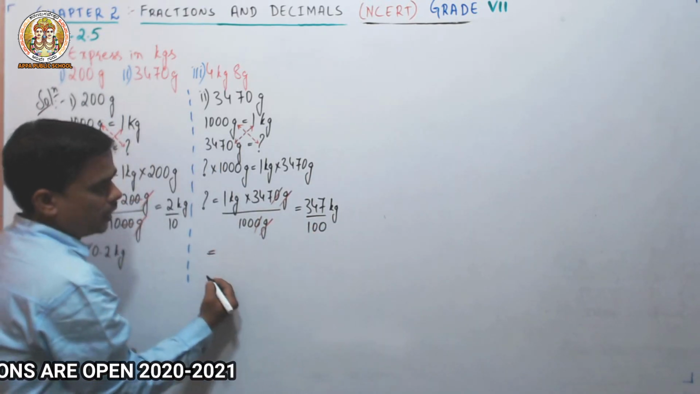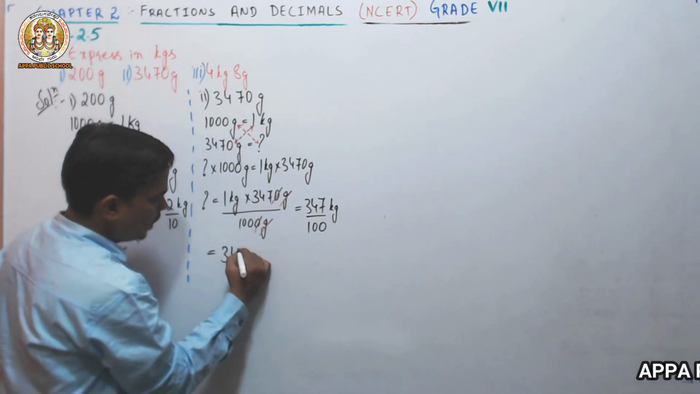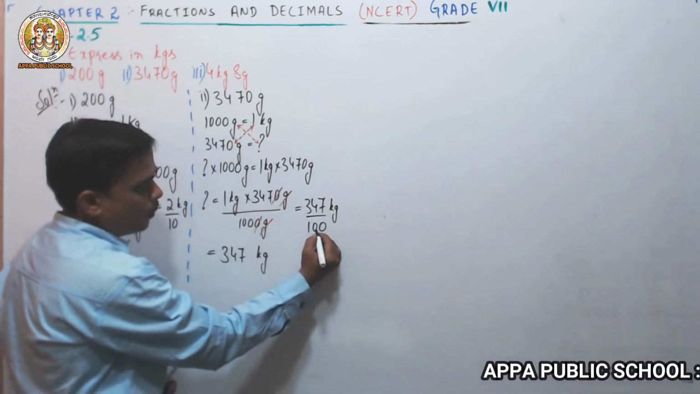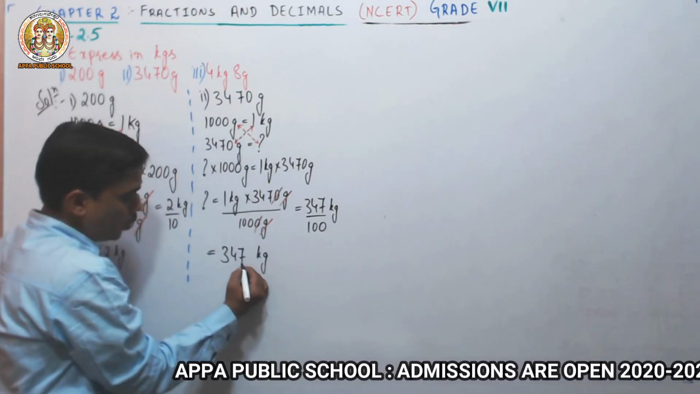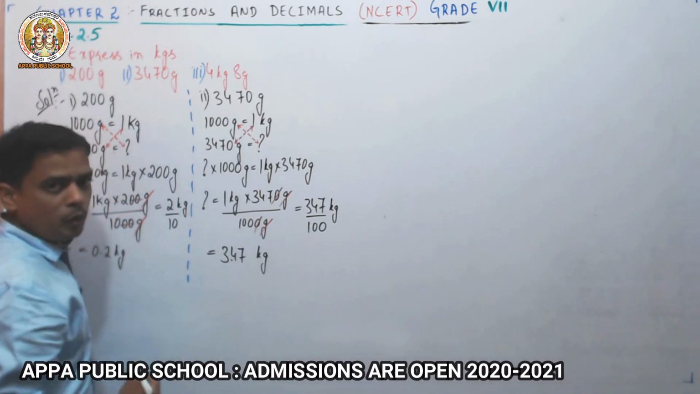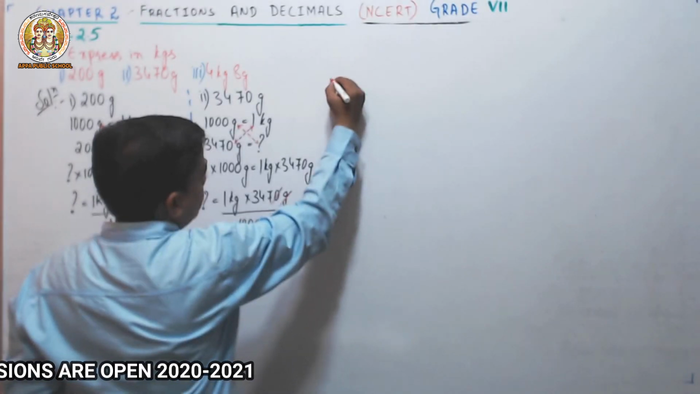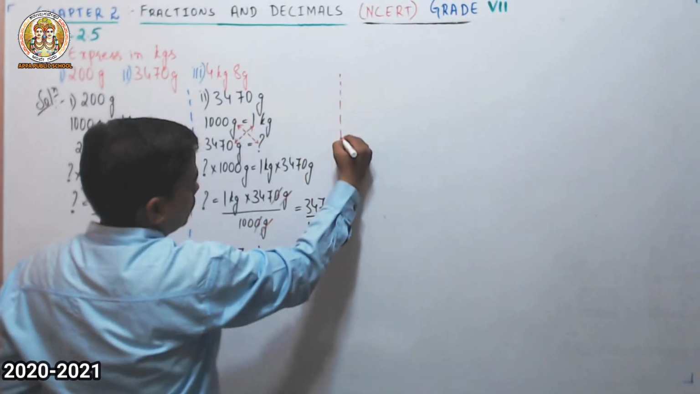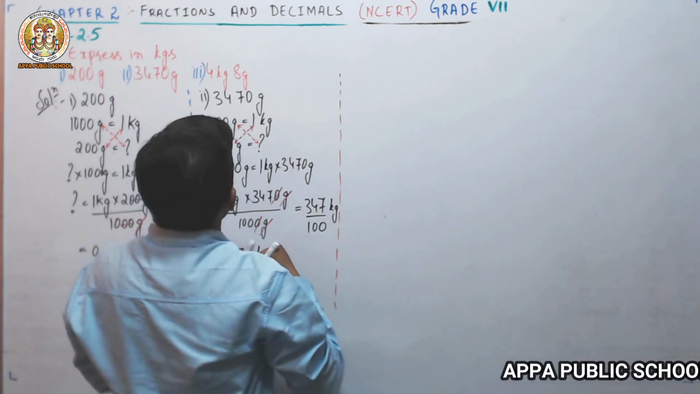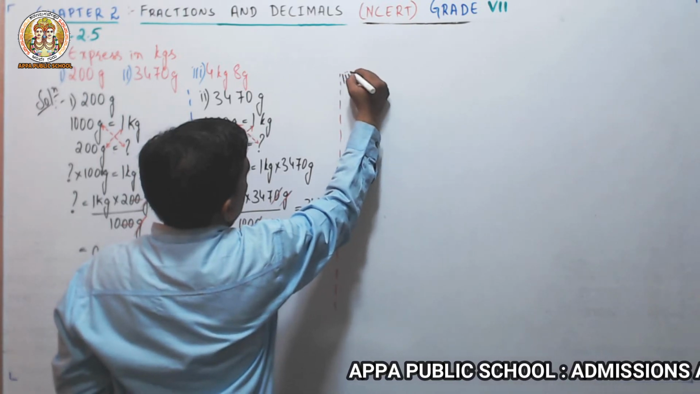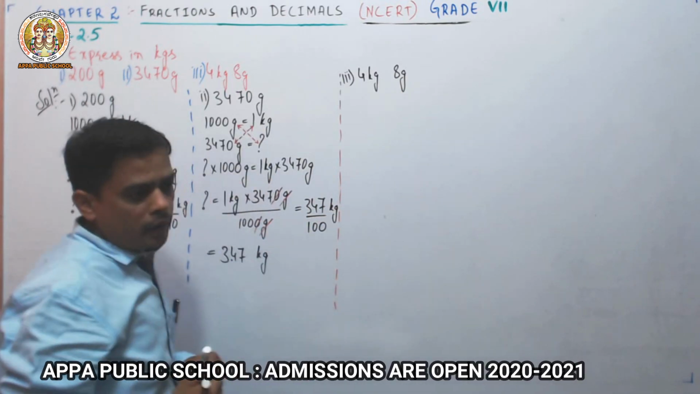How many zeros are there in the denominator? 2 zeros are there. So this 347 kg I will write as it is, and I will count from the right. 1, 2. 3.47 kg. That's it. Next, third bit. What is the third bit here? Third bit is 4 kg 8 gram. Okay, 4 kg 8 gram it is.